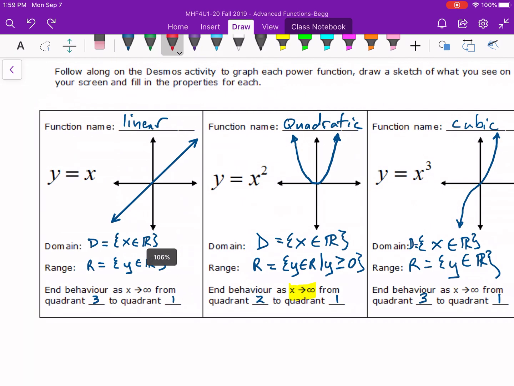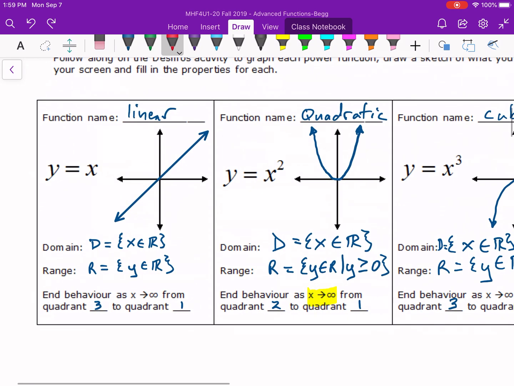Now, end behavior. Let's pay close attention to this. If you're looking at the graph and reading it from left to right, let's say you're starting on this end, somewhere. It starts at infinity, but let's just start anywhere. And we start reading this graph as we're going towards the right. What's happening?